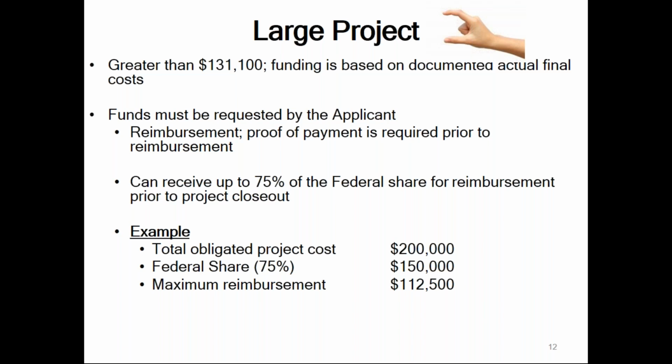However, you can request an interim payment in the form of a reimbursement request. Proof of payment is required prior to this reimbursement. Prior to any large project being formally closed by FEMA, you can receive up to 75% of the federal share for reimbursement prior to project closeout.